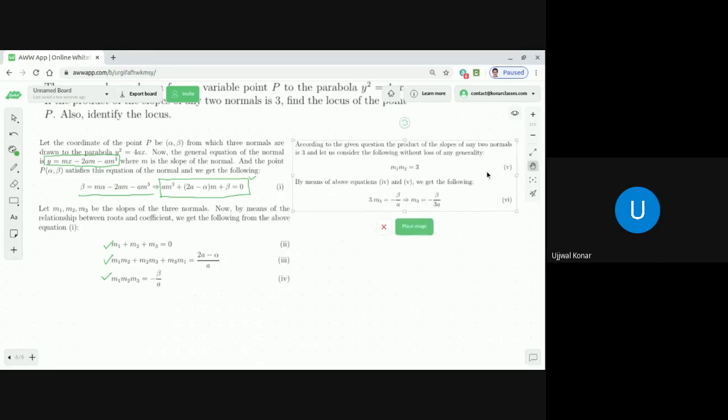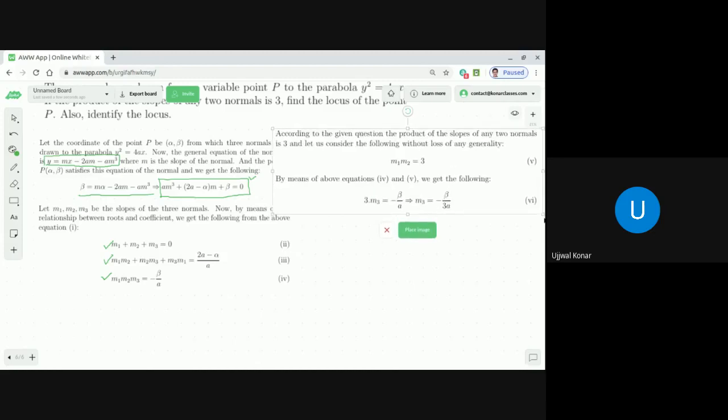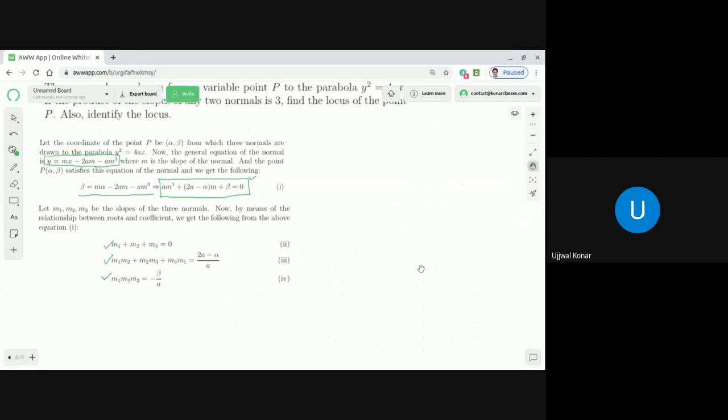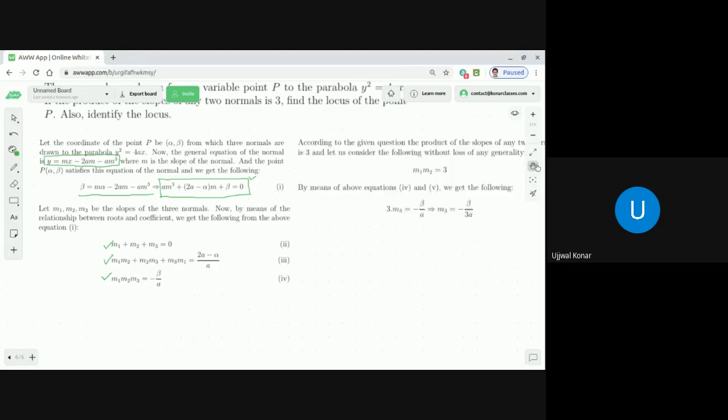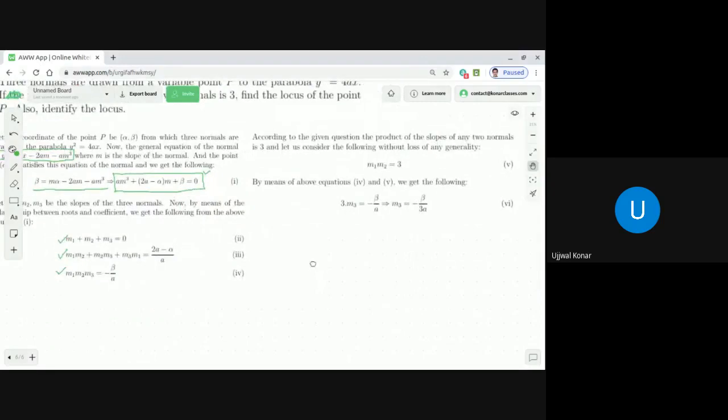So I can place it here also. I hope you are able to view it, dear students. Correct? Now according to the given condition, let's assume m1 into m2 equal to 3.